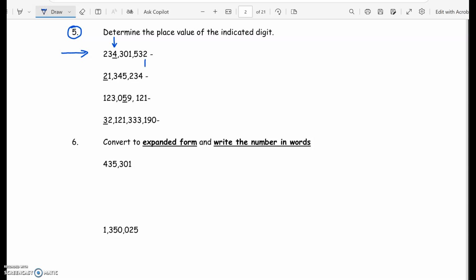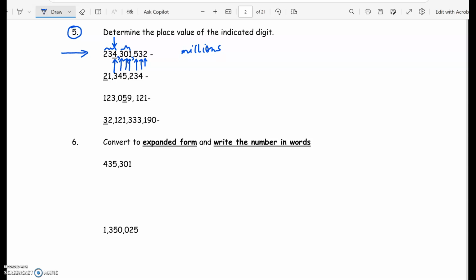So this is the ones place. Start from the right. The lowest is the ones. Then we have the tens, the hundreds. The number right before the comma is thousands, 10,000s, 100,000s, and then the millions. This is the millions period. This is the thousands period. That's the thousands period, and this is the millions period. So 4 is in the millions place.